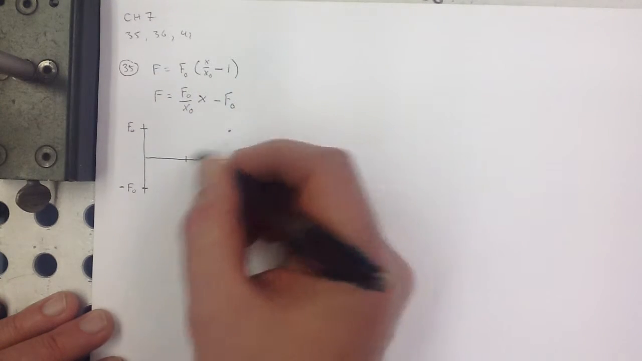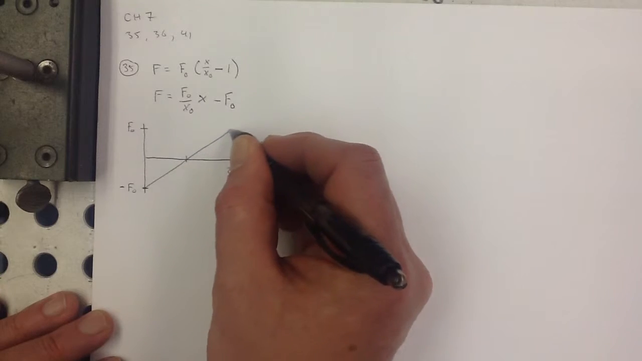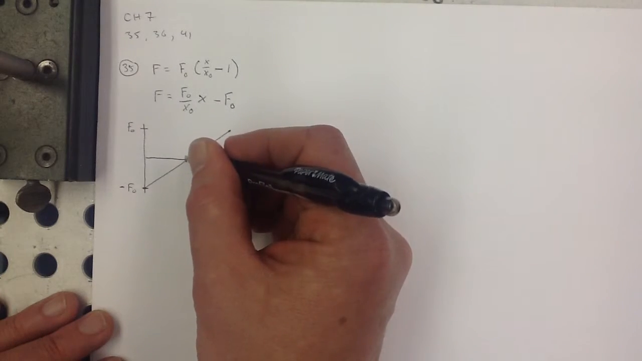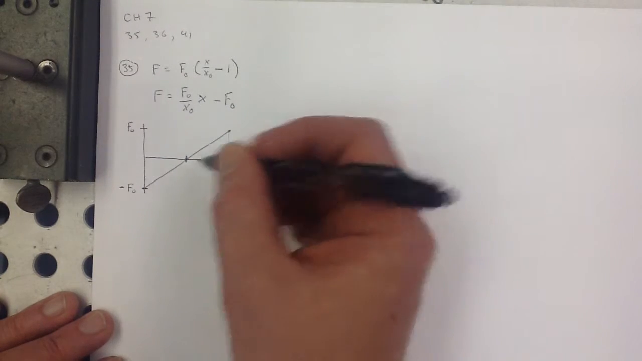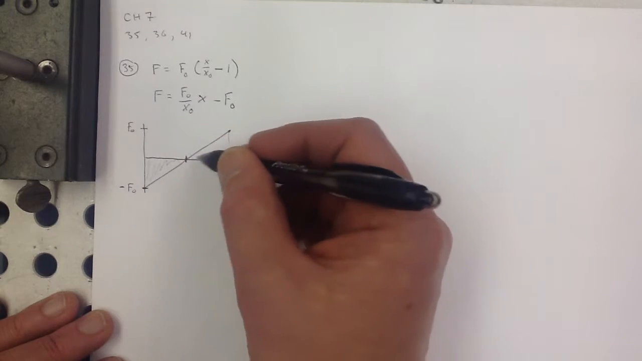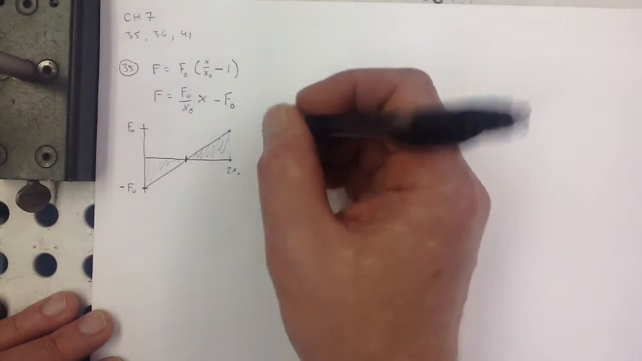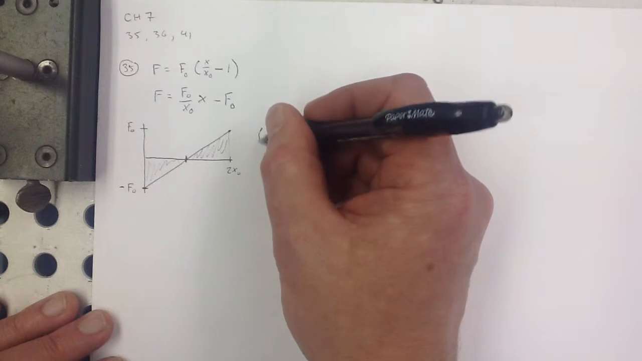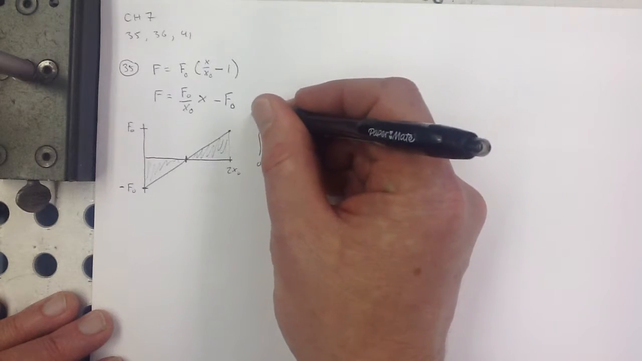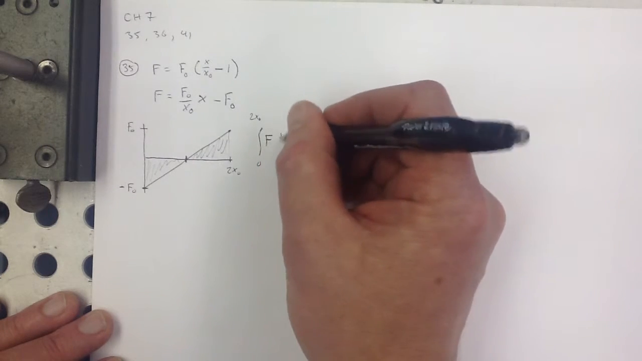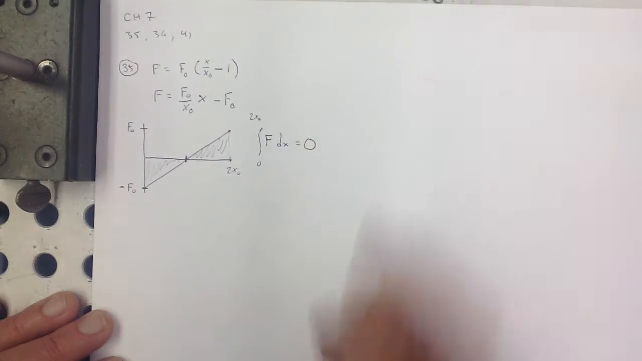So it looks like it goes from here to here. It's a straight line, so it would cross exactly halfway through, and that means the total amount of work done is 0. Right?